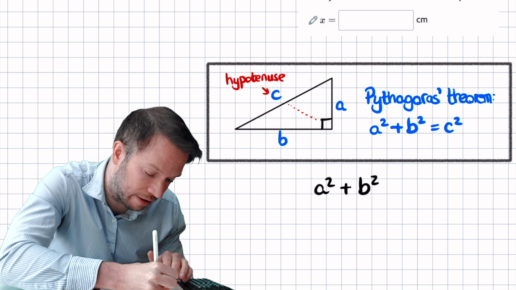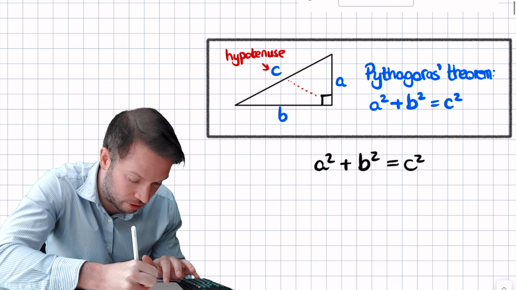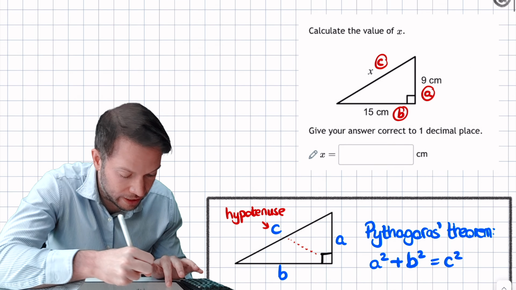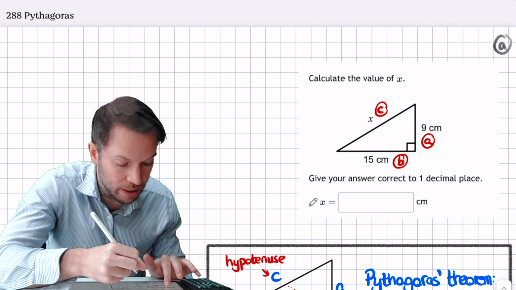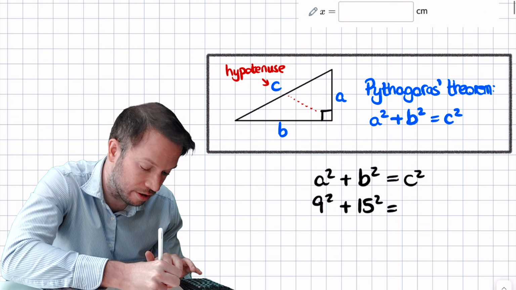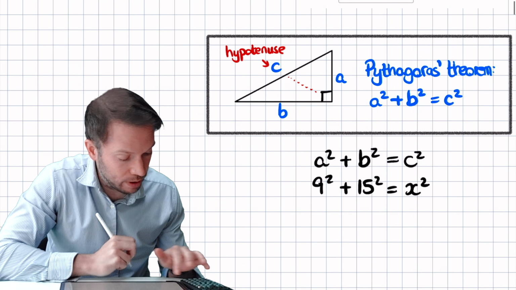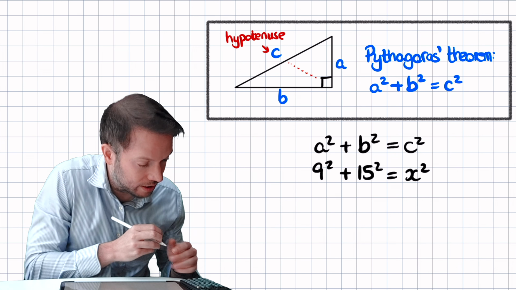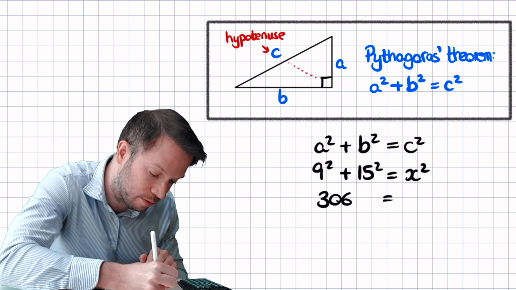Let's just copy out Pythagoras theorem. Now, if we substitute in the A is 9, so 9 squared, plus the B squared, so B is 15, so the other shorter length squared, and that is equal to the hypotenuse squared. The hypotenuse is x, so it's x squared like that. Now, we could just work out what 9 squared plus 15 squared is. If I do that on my calculator, 9 squared plus 15 squared is 306. So we've got 306 is equal to x squared.